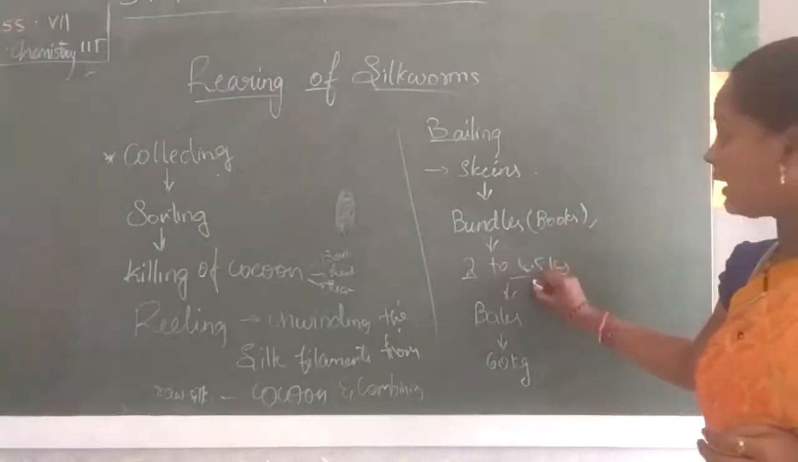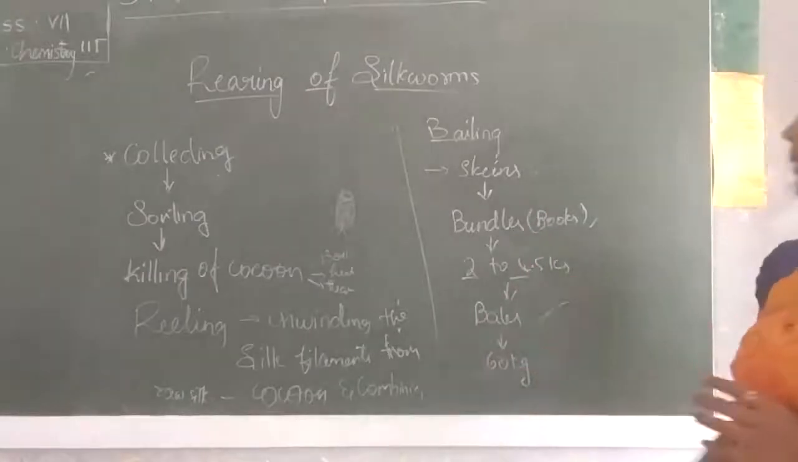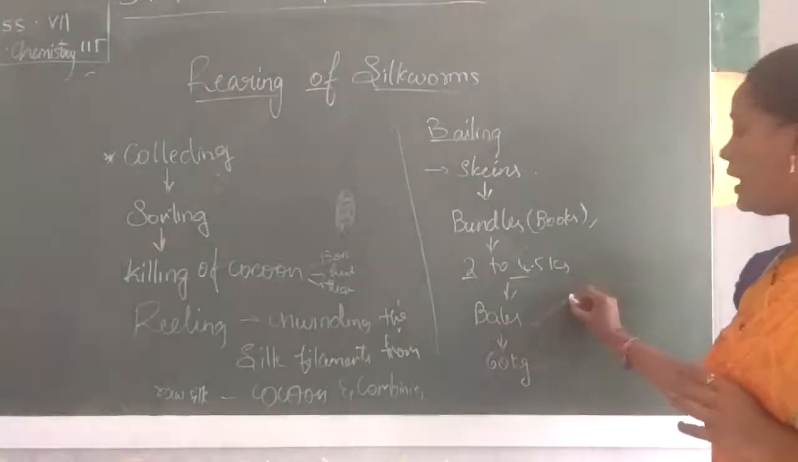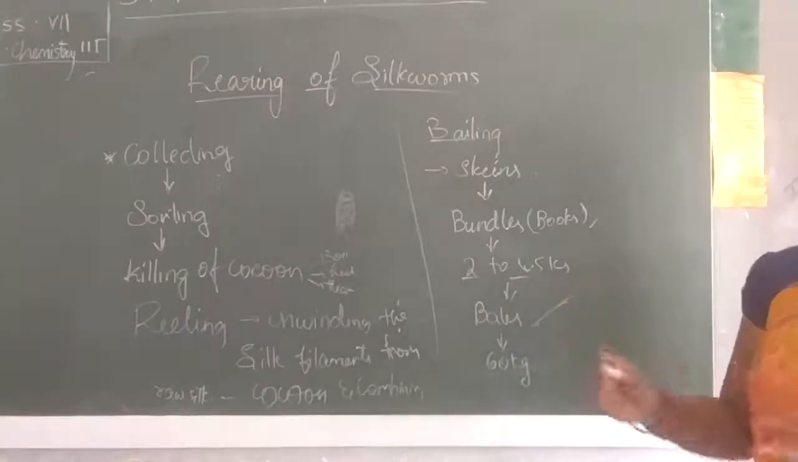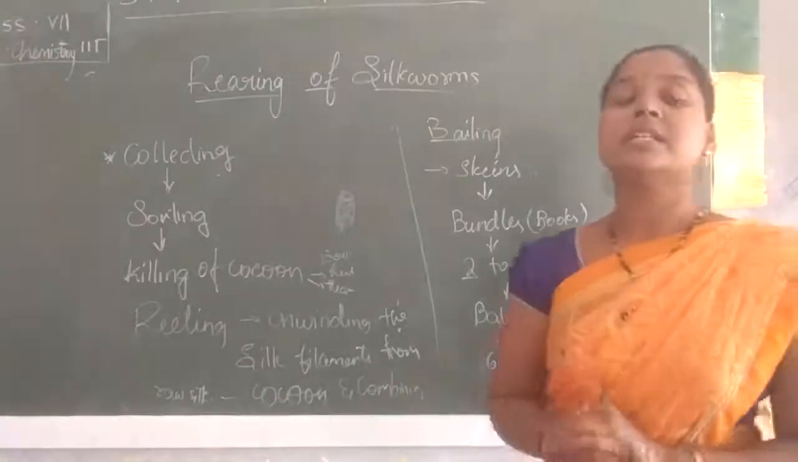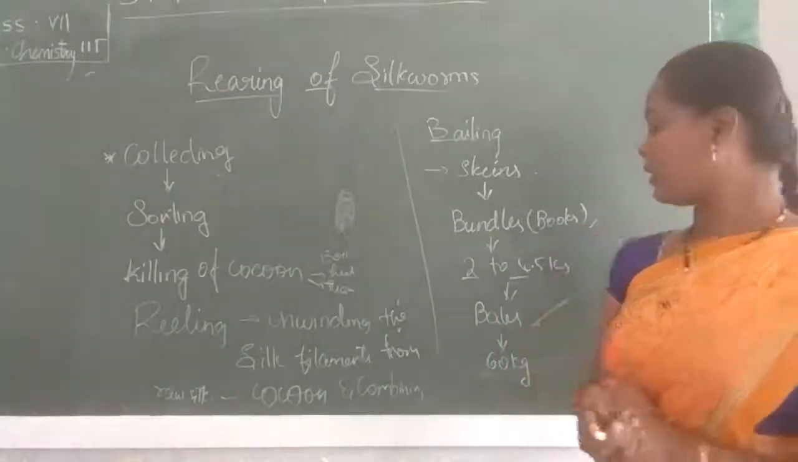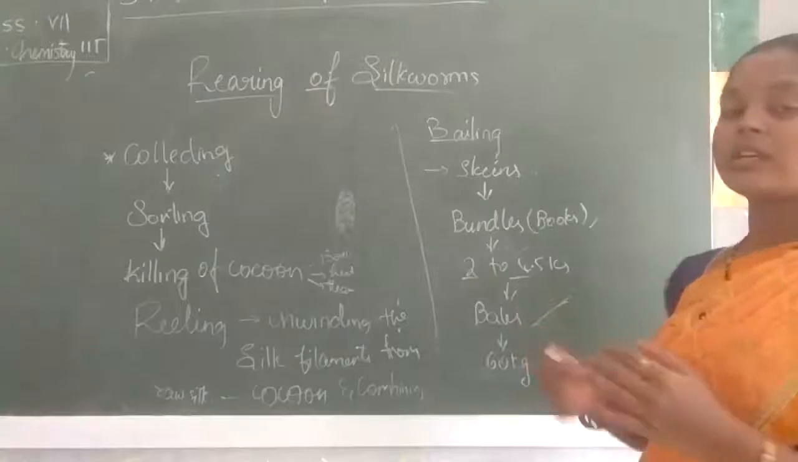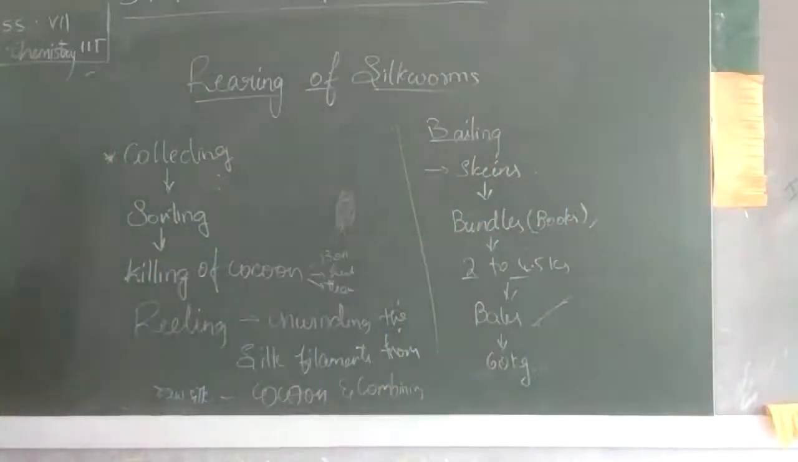Once again these small bundles are grouped together, and they form bales. Those bales weigh almost 60 kgs, and these 60 kg bales are transported to the different silk industries where silk cloths are manufactured. After baling we can use different types of colors for the silk fibers. This is regarding weaving of silk fiber.